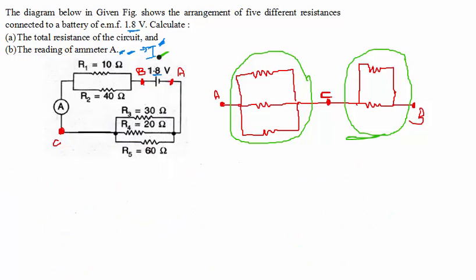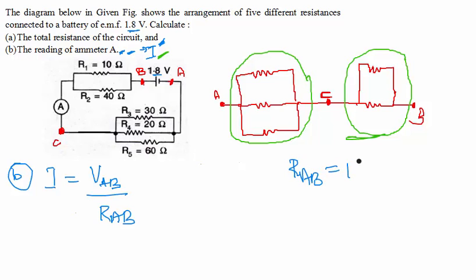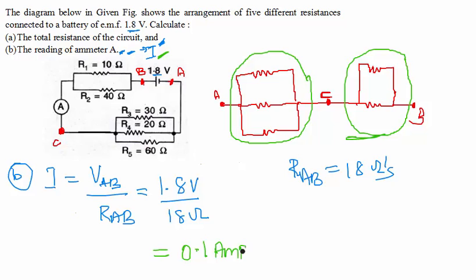What is part B? We need to calculate current I. How will we calculate current I? I is equal to voltage between A and B divided by net resistance RAB. We already know that RAB is equal to 18 ohms, right? And the voltage AB is given as 1.8 volts, divided by RAB, which is 18 ohms. This will give you I is equal to 0.1 amperes. This is your answer.